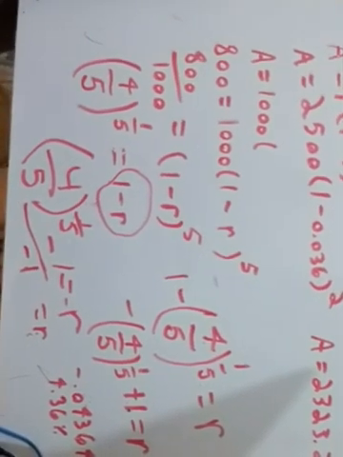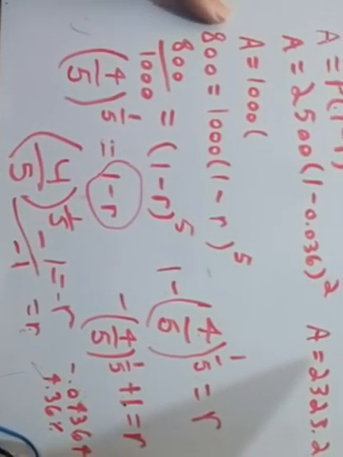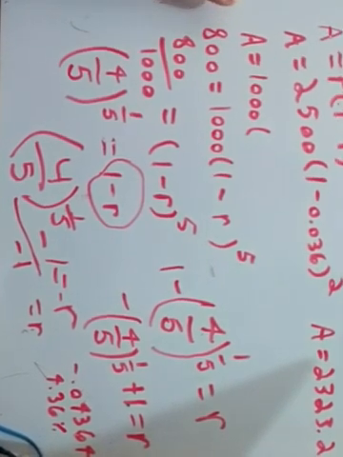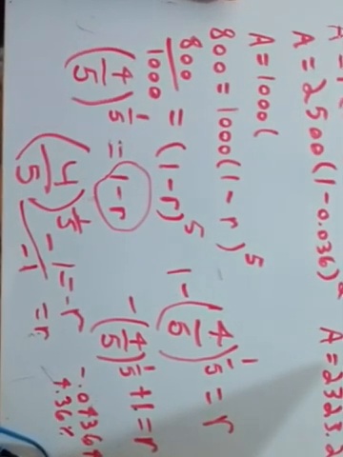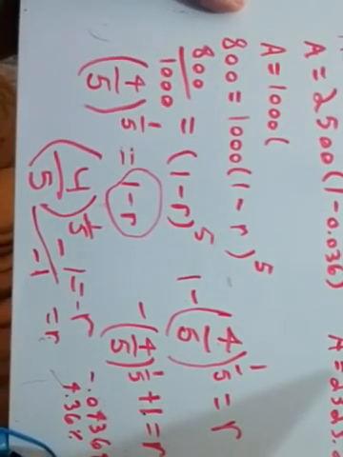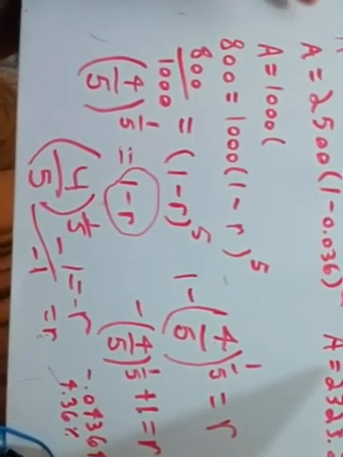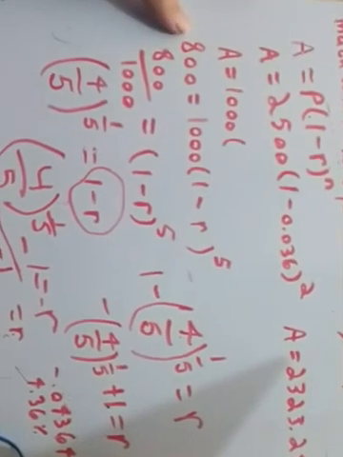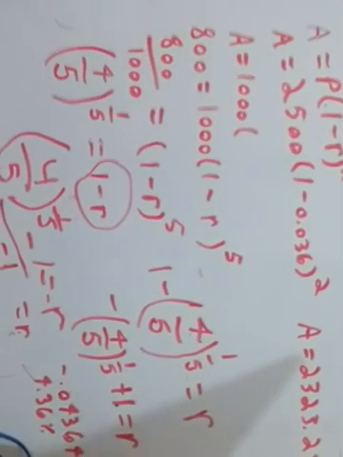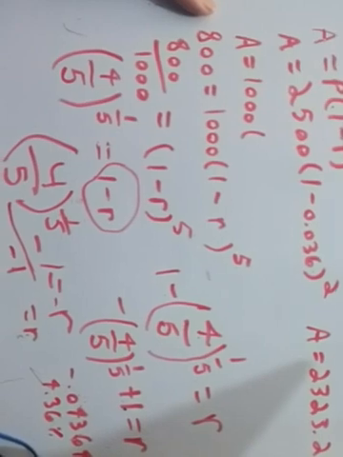Parentheses to the fifth power, which is like the 5 years. 800 being the final amount, the 1,000 being the initial amount. Negative R is the inflation rate, and 5 is the period of years. So first thing I'm gonna try to get negative R by itself, because I'm trying to solve for negative R. I'm gonna have to get the R by itself. So I'm gonna have to divide out 1,000 from both sides.